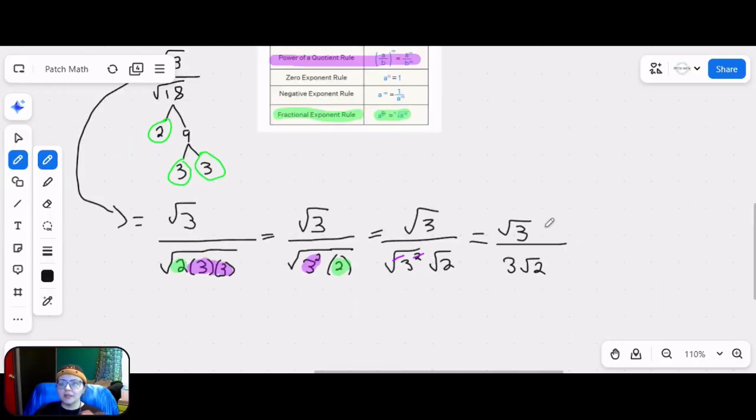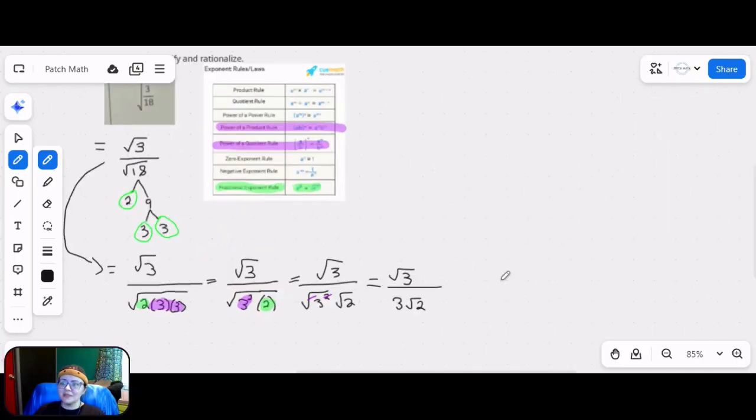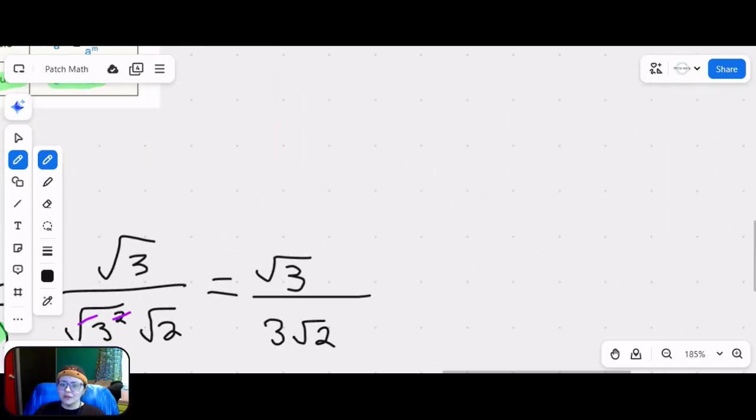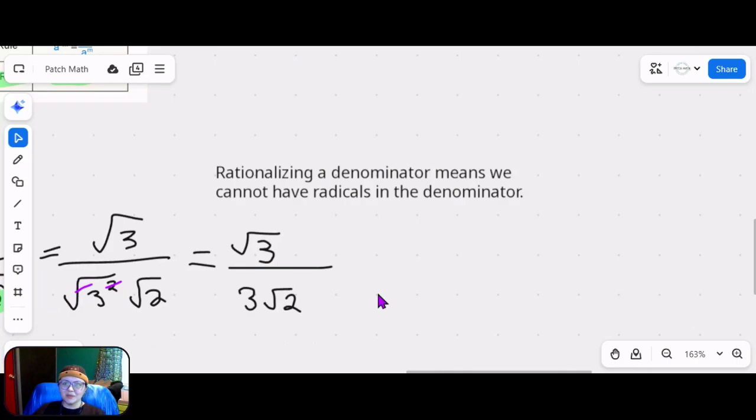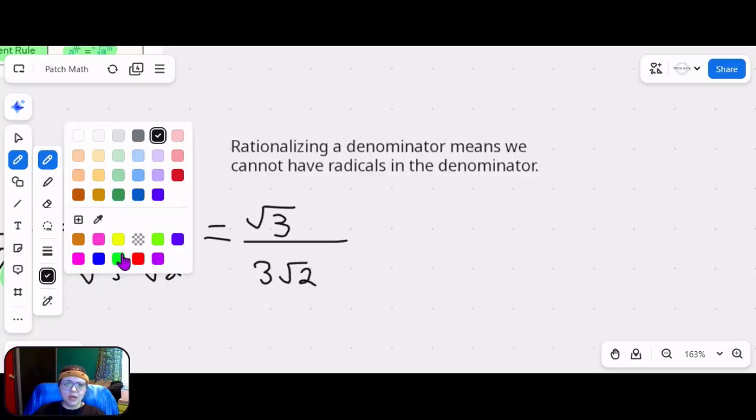Now, you might stop here, but we do have to rationalize, and that denominator is not rationalized. There's a real quick way to informally remember what rationalizing means. So right now, this numerator is going to remain untouched.